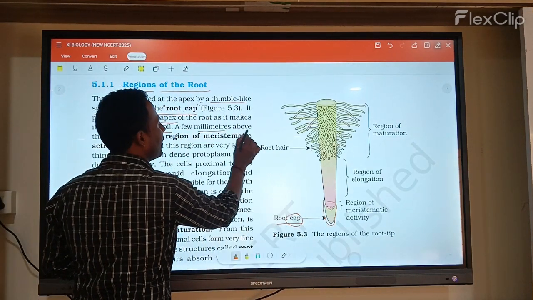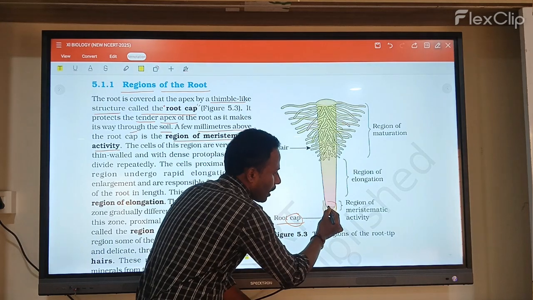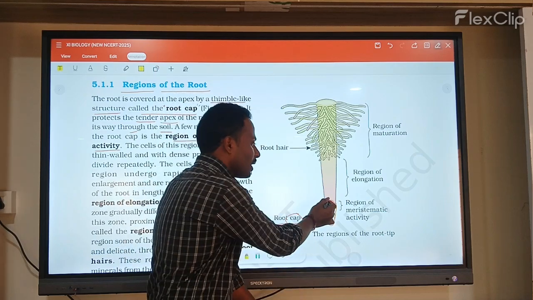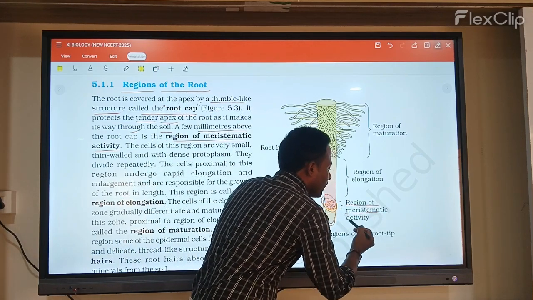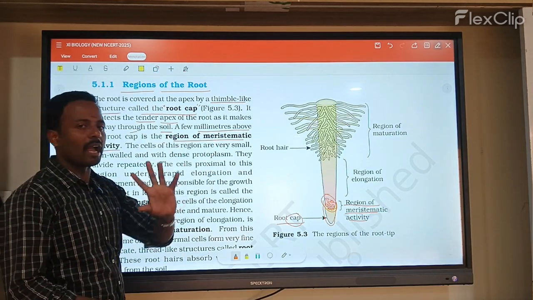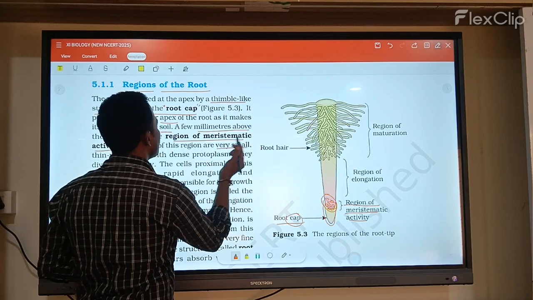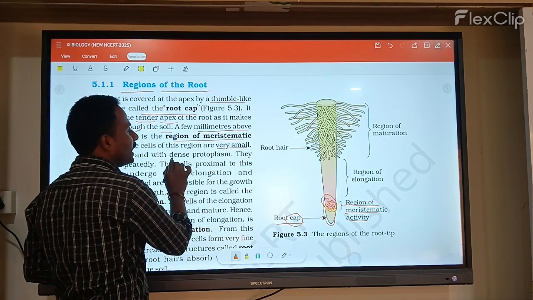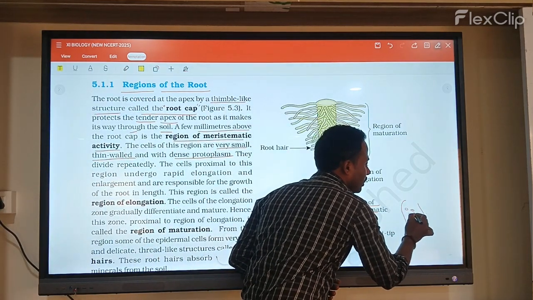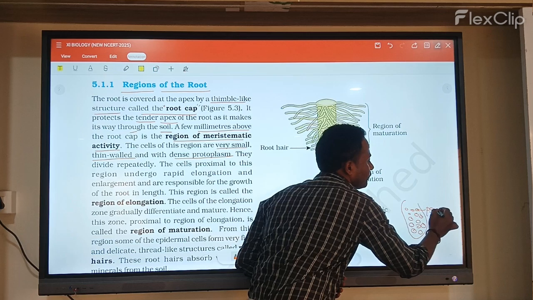Now, a few millimeters above the root cap, the region is called the region of meristematic activity. In the region above the root cap, there are cells called meristematic cells. That region is called what? The region of meristematic activity, because meristematic tissue is present there. The cells of this region are very small, thin-walled, and filled with dense protoplasm.